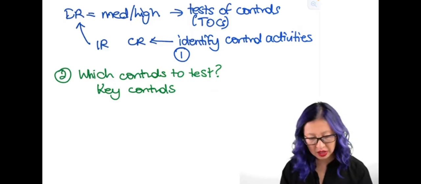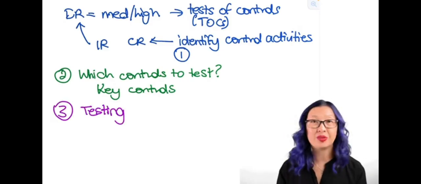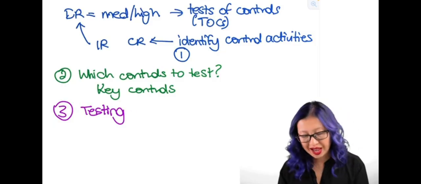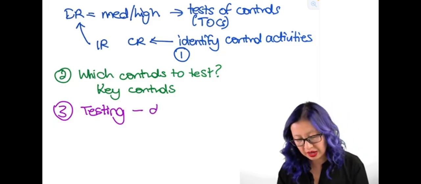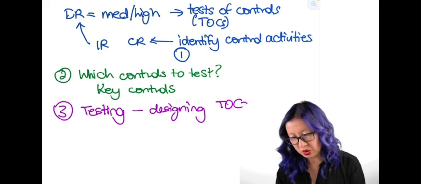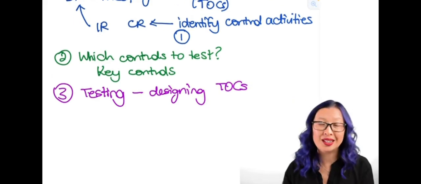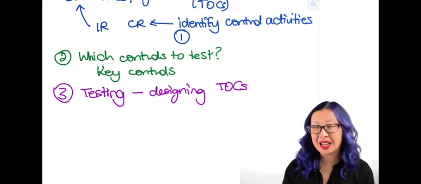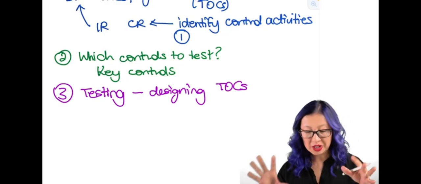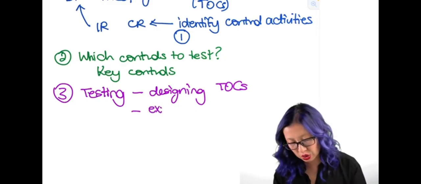Then after that comes the actual testing process, all right? And the testing process has sort of 2 phases. Phase 1 is about designing your tests of controls. So you have to figure out, what procedure do I need to use? How big is my sample? Where do I get it from? What documents do I need? So I need to design my test of controls, and then I need to execute them.